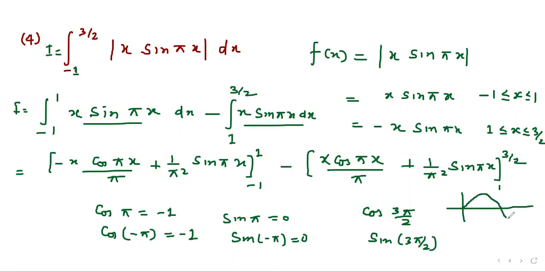For sine x, it's like this. This value is pi by 2. This is pi. This is 3 pi by 2. So at 3 pi by 2, sine becomes minus 1. So cos will become 0 at that value, because wherever sine is maximum, cos will be minimum. And then we can easily evaluate, and after evaluation we will get 3 upon pi plus 1 upon pi square.